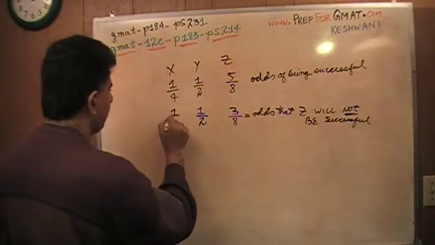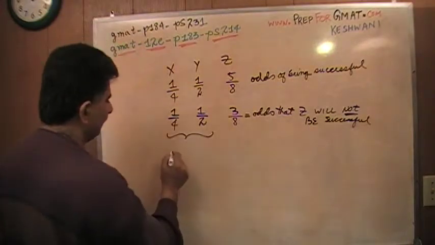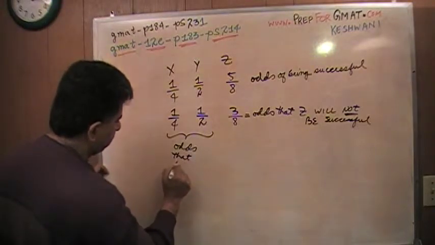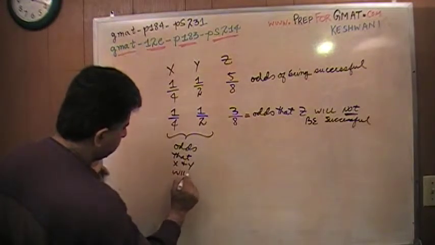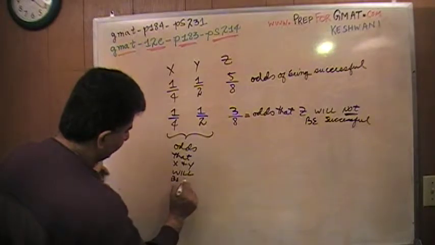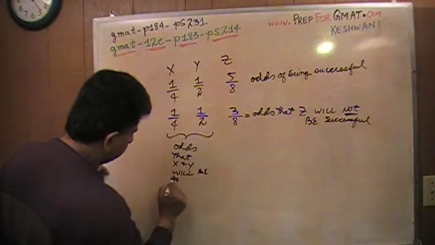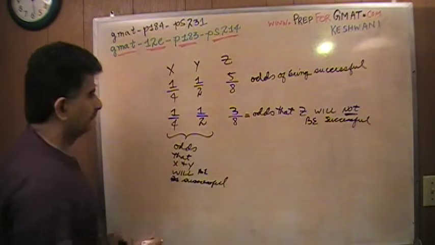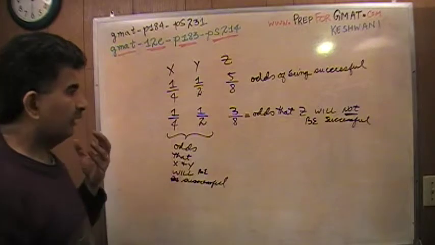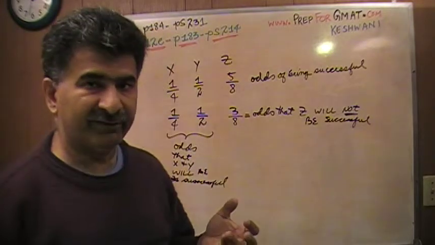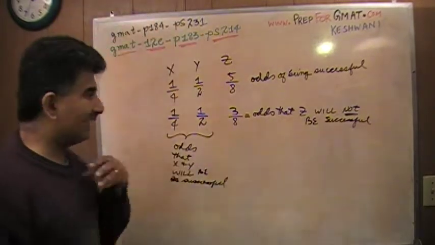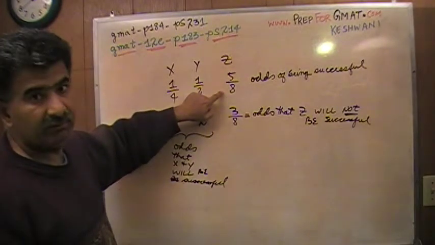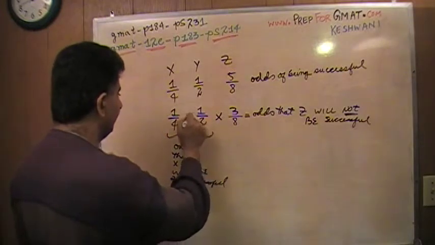These are the odds that X and Y will be successful. So that's all it is. Since they're looking for what are the odds that X and Y will be successful but not Z, well, the odds that Z will not be successful is 3/8. Where did I come up with 3/8? Because it's 1 minus 5/8. That's all it is. So you just multiply the three numbers and that's your answer right there.